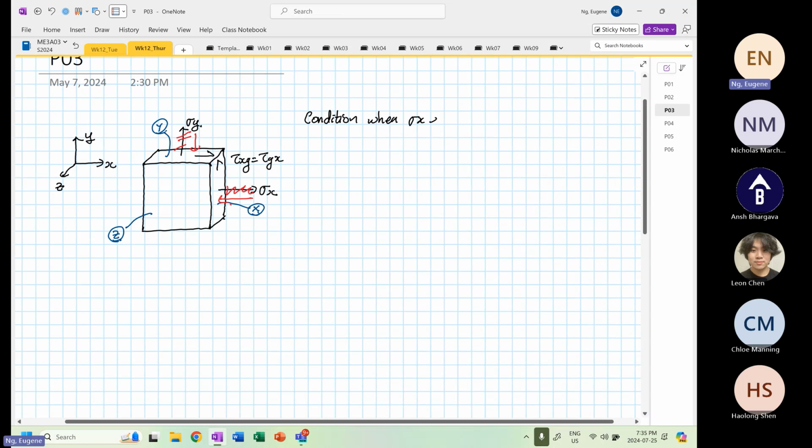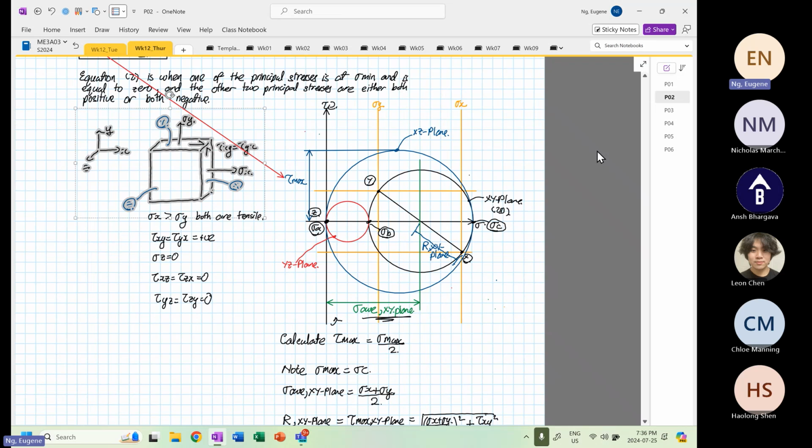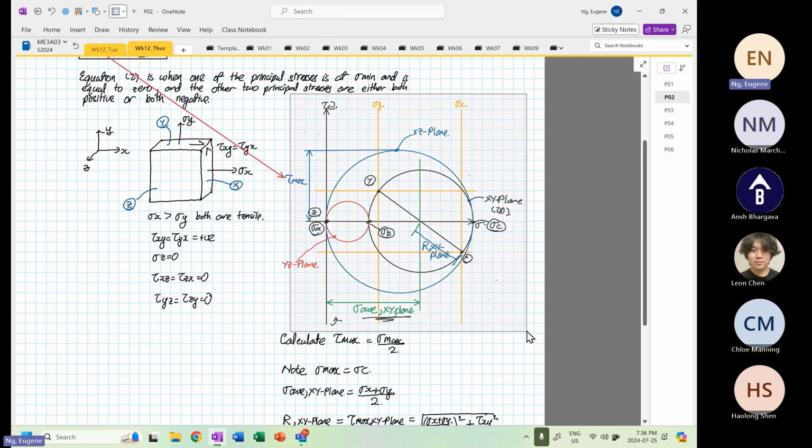Stress X and stress Y are both compressive, or in compression. So what will happen is this. Okay, so I'm going to not draw, but if I could save some of your time, we just take this, right? If I could.